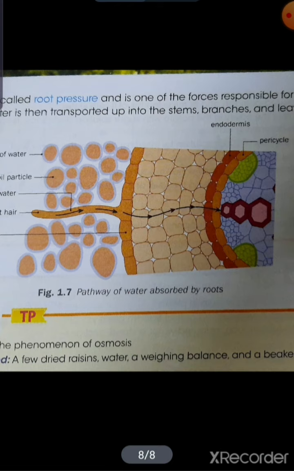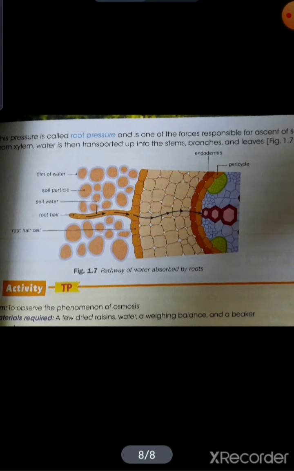So this is the xylem part, in this red colored portion. Through the root hair cells it goes to the xylem part, and after that it will be transported to different parts of the plant body. So this figure number 1.7 shows the pathway of water movement, how it goes from the soil to the xylem vessel. This diagram you have to practice.